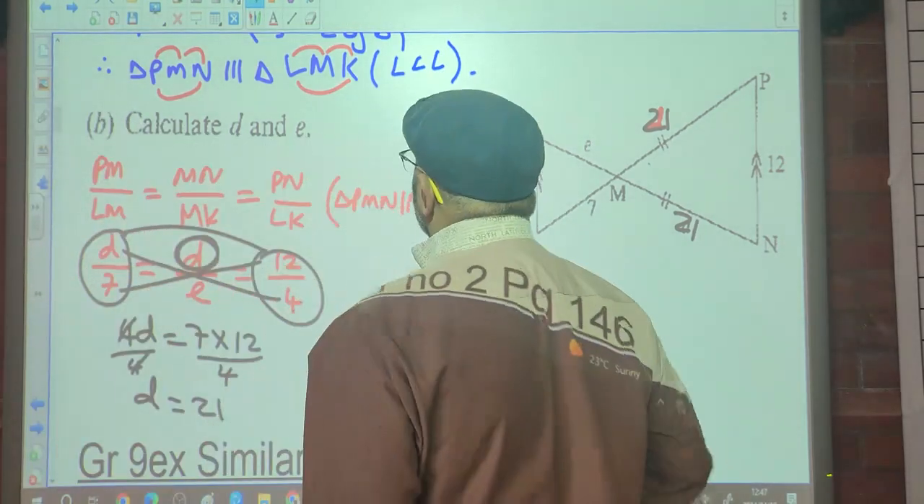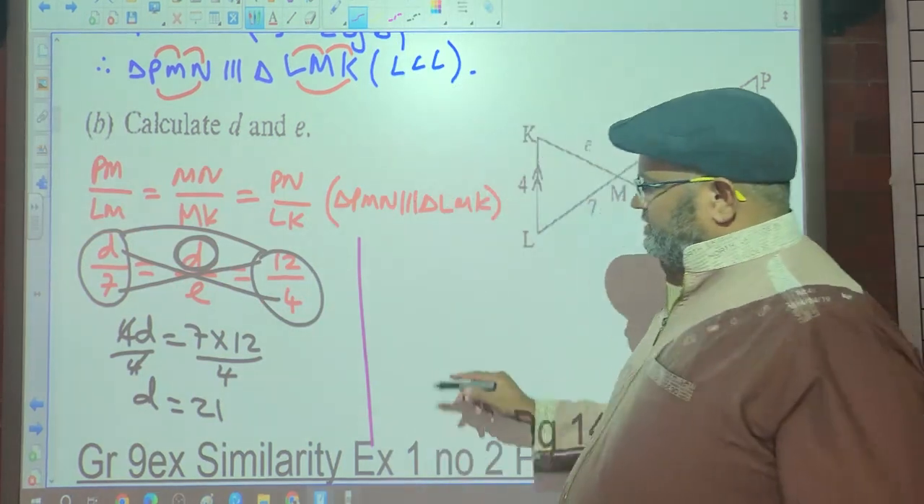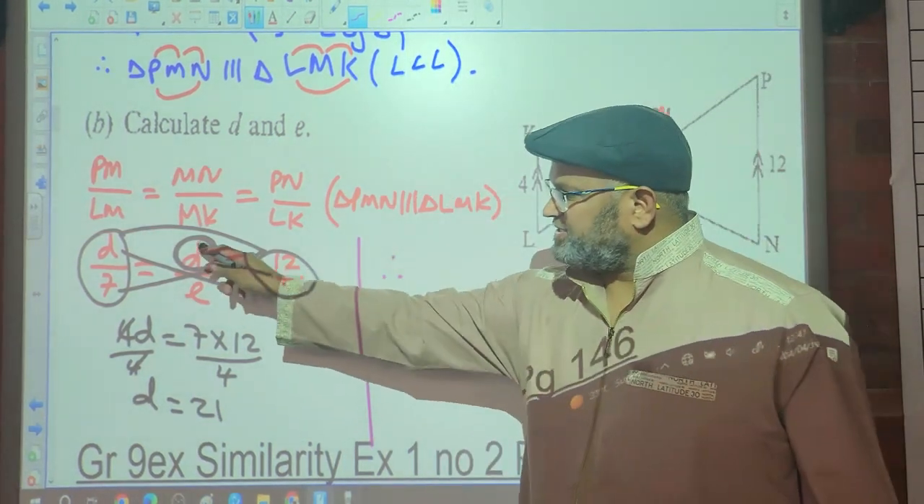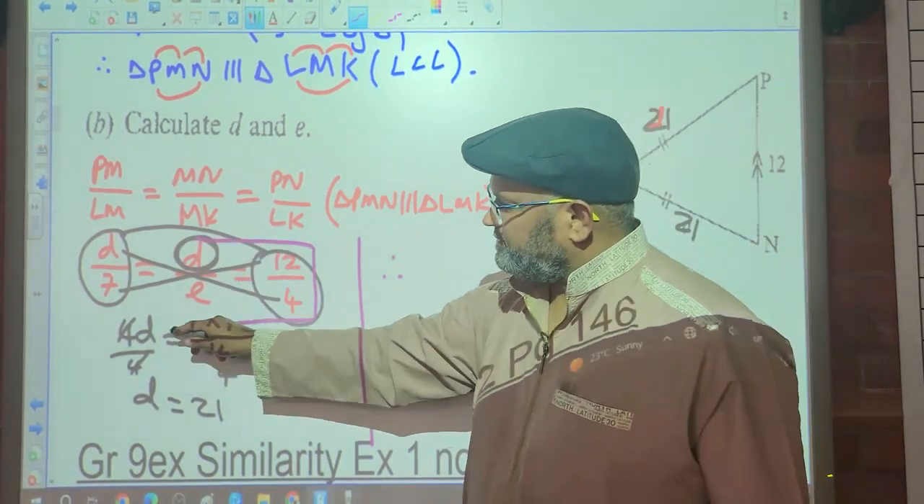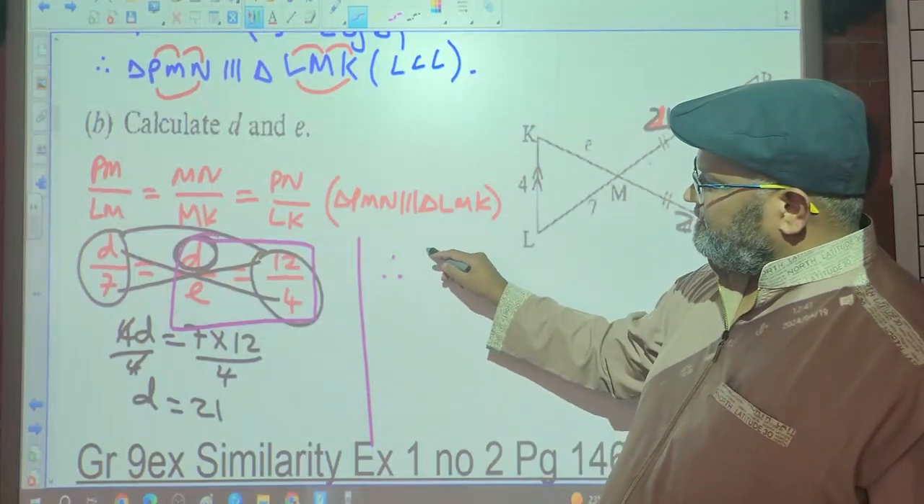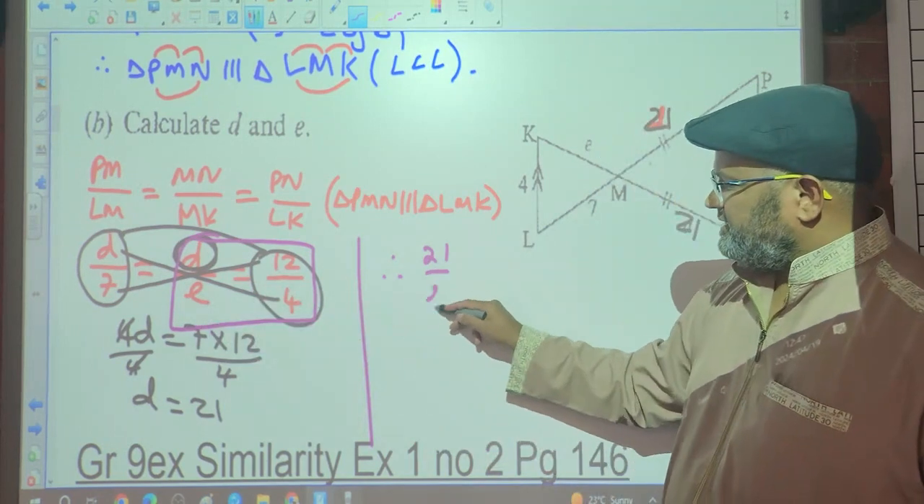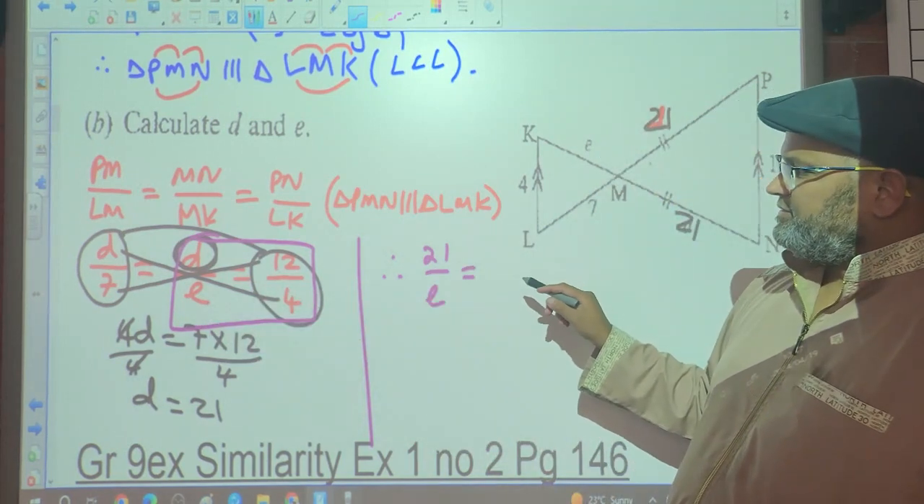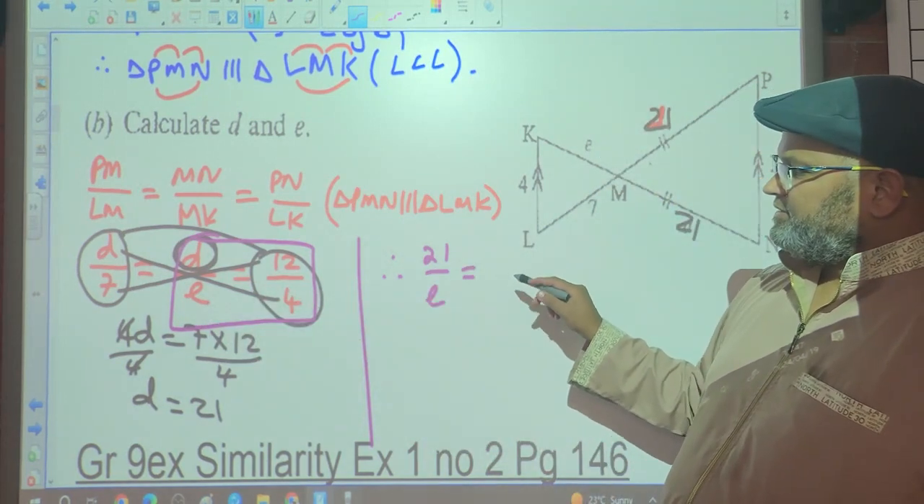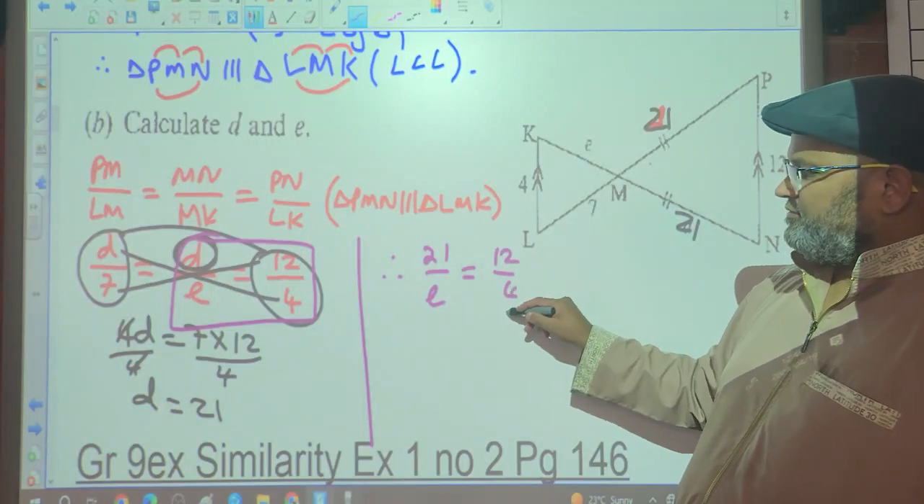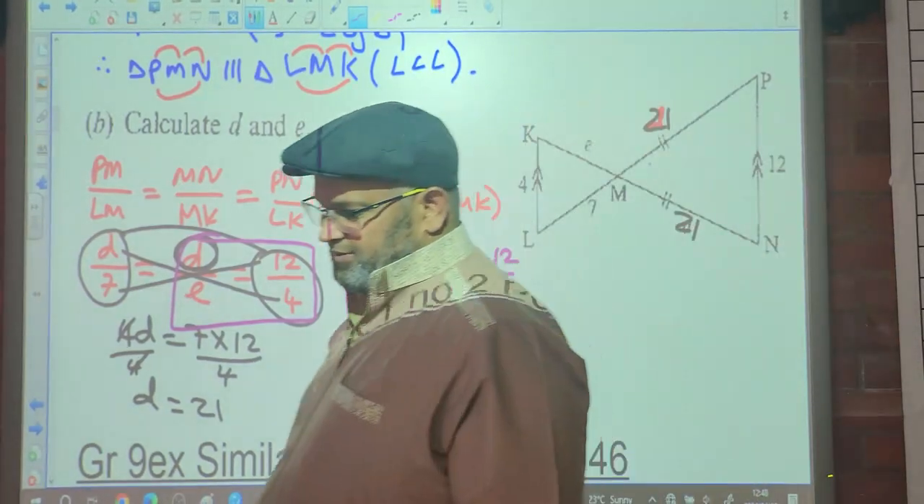So what can I conclude now? Therefore, I'm going with these two now, no? Therefore, 21 over E is equal to 12 over 4. Now you solve for E for me quickly.